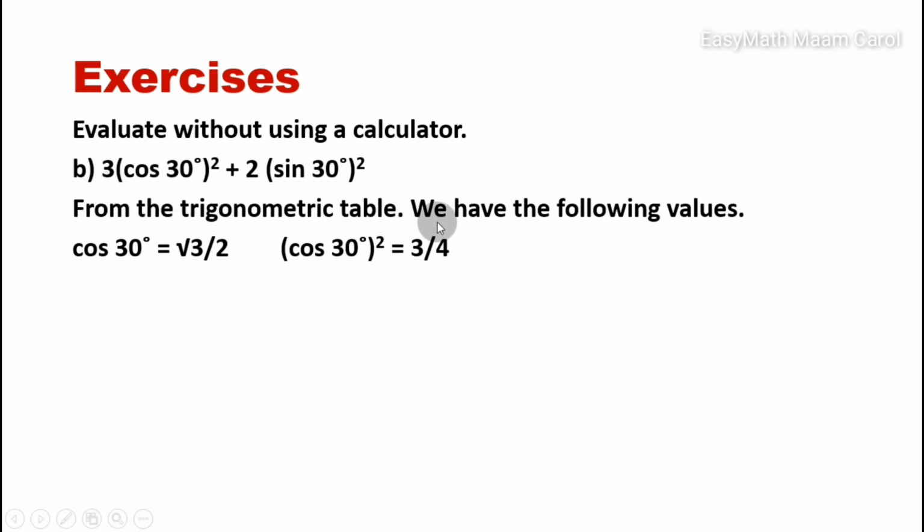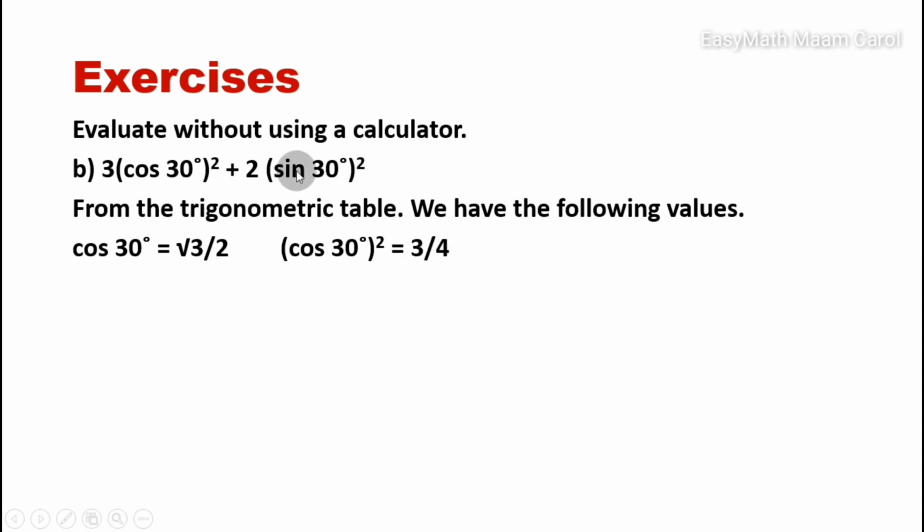So from the trigonometric table, we have the following values. The cosine of 30 degrees is the square root of 3 over 2. Kasi ito yung side adjacent. Okay? So, tingnan nyo ha, pag in-square mo siya, yung square root of 3 multiply mo sa square root of 3, nawala na yung square root, 'di ba? Square root of 3 times square root of 3 is the square root of 9. The square root of 9 is 3. Kaya 3 na yon. And then 2 times 2 equals 4. So pag in-square mo yung square root of 3 over 2, 3/4 siya.